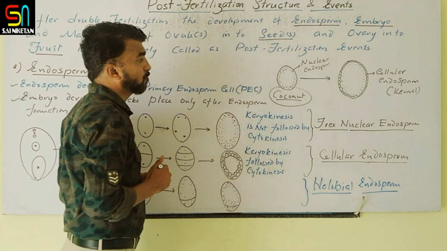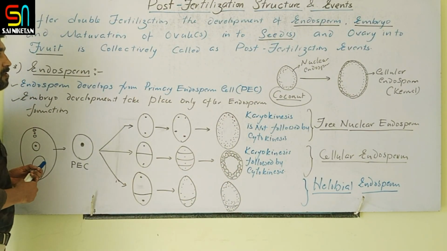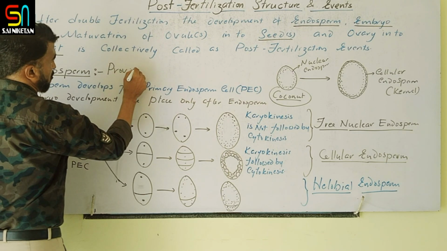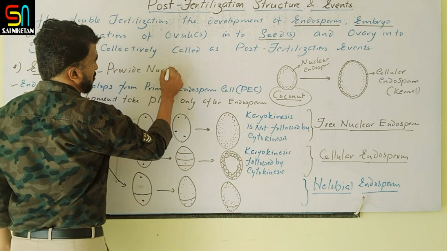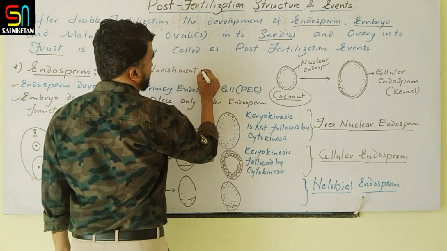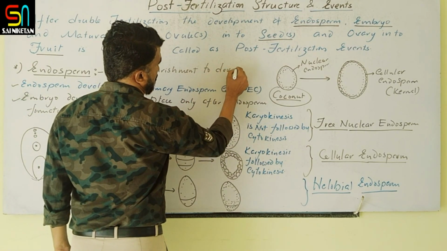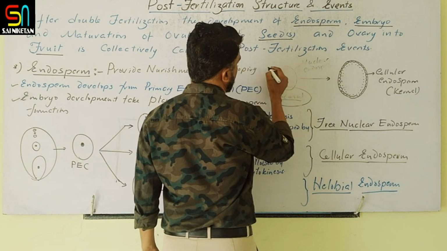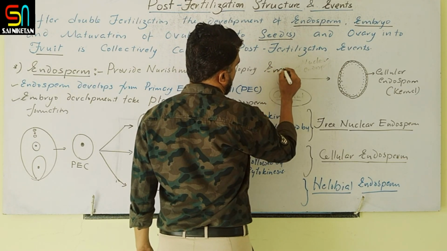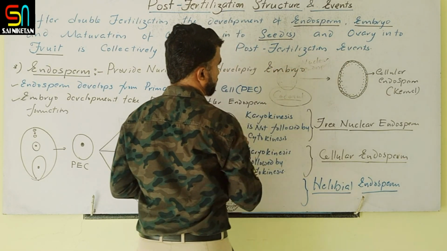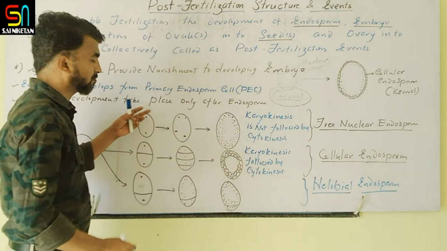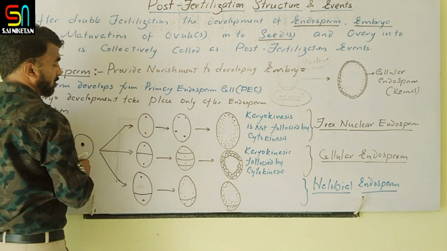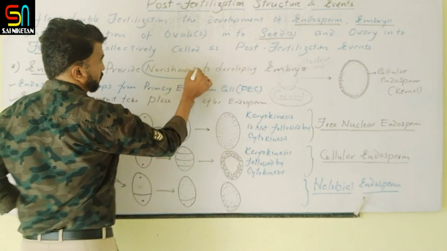So what is the function of endosperm? The main function of endosperm is to provide nourishment to the developing embryo. That's why endosperm formation is very important. Until and unless endosperm is formed, embryo development will not take place. So that's why it acts as a nourishing tissue.